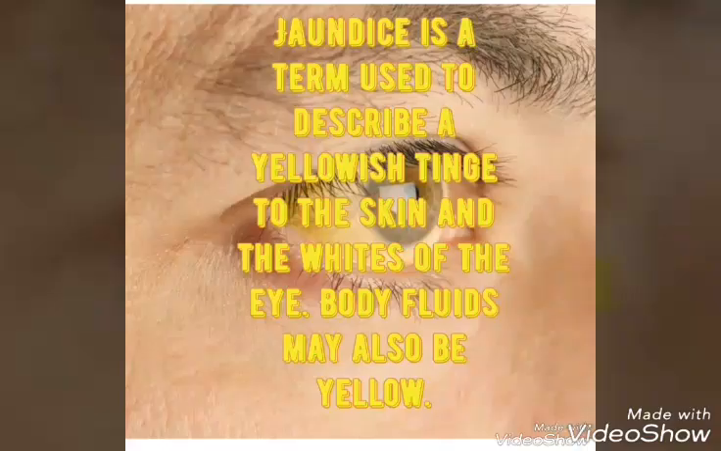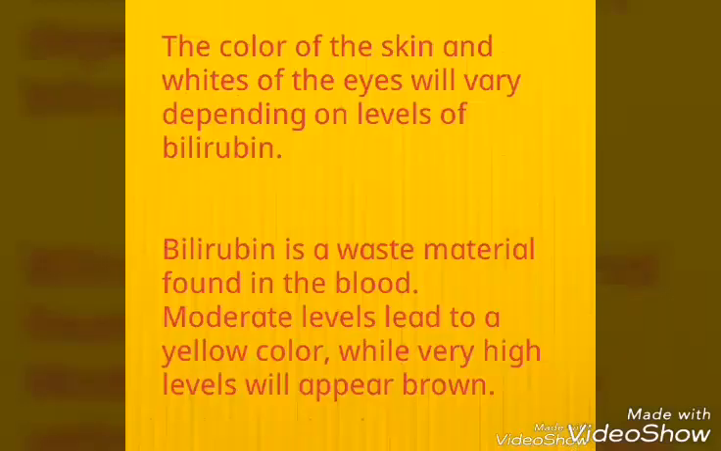Jaundice is a term used to describe a yellowish tinge to the skin and the whites of the eye. Body fluids may also be yellow. The color of the skin and whites of the eyes will vary depending on levels of bilirubin. Bilirubin is a waste material found in the blood. Moderate levels lead to a yellow color, while very high levels will appear brown.